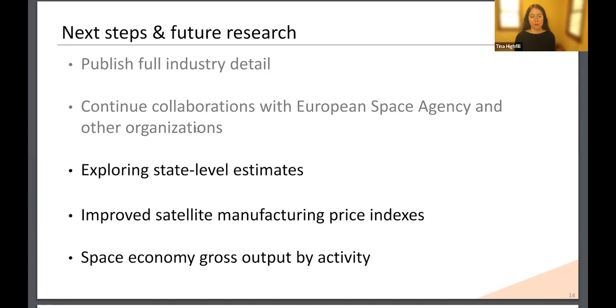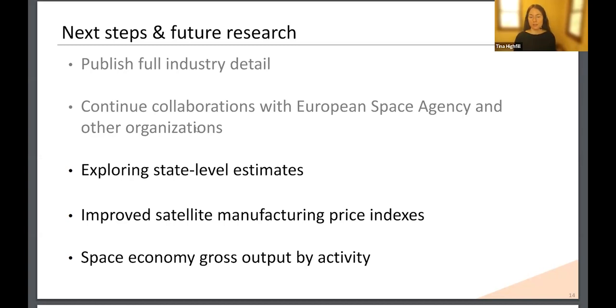The other things we're exploring are state level statistics. We have national level statistics now. Of course, people are interested in how the space economy contributes to their own economy. The main thing here is getting source data. Having data at the total national level is typically easier than the state level. That's why we're exploring these statistics now, to see if this is something we could do accurately. Another thing that's more related to research is satellite manufacturing price indexes.